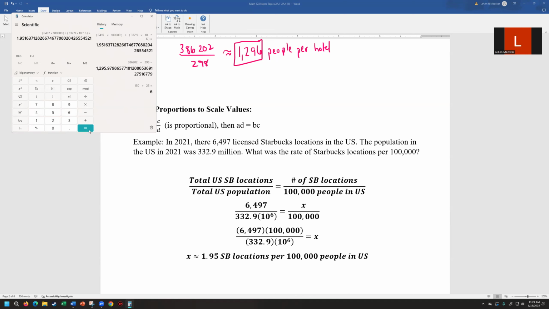If we round to 2 decimal places, that's 1.95 Starbucks locations per 100,000 people in the US. So roughly about 2. If they had us round to the nearest whole number, we'd say there are probably about 2 Starbucks locations in a city of 100,000 people. Again, this is estimated, not exact, because Wyoming and Montana and New York, all those different states, are going to have very differently dispersed populations. But this is a proportionality relationship.